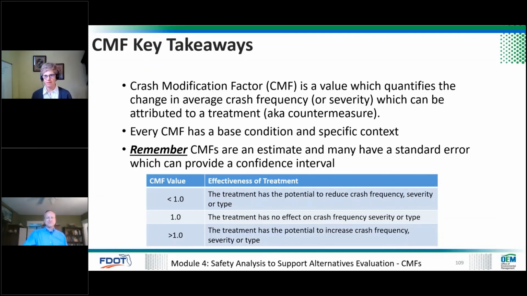They're an estimate. They have a standard error. Think about the ranges and the confidence interval if that's available. Think about that particularly given how well the treatment does or doesn't fit your context. Less than 1 is good for the CMF. Greater than 1, take a look. You might be increasing crash frequency, severity, or type. Next slide.